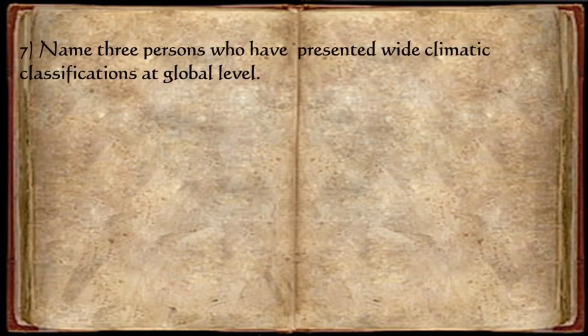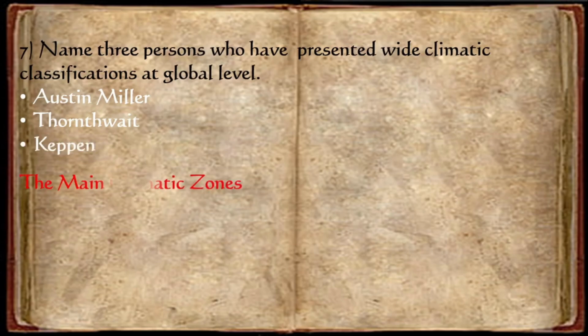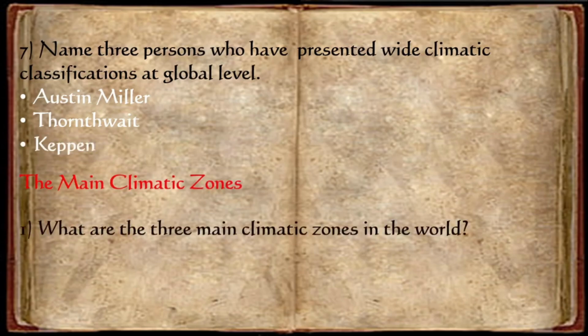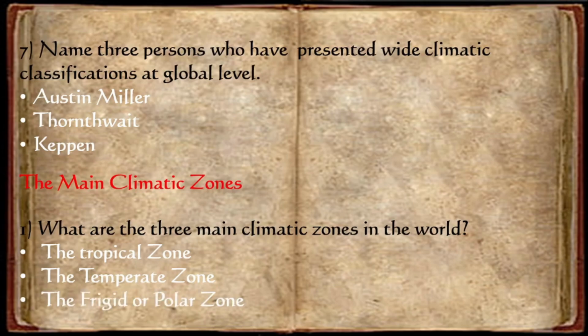Name three persons who have presented wide climatic classifications at global level. Austin Miller, Thornthwaite, Köppen. The main climatic zones. What are the three main climatic zones in the world? The tropical zone, the temperate zone, and the frigid zone or polar zone.